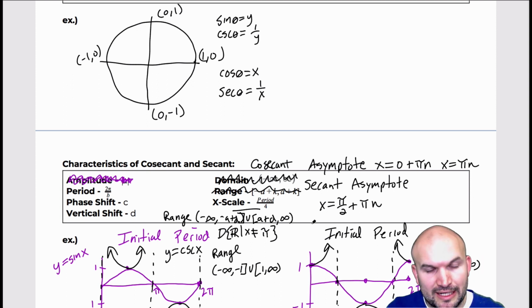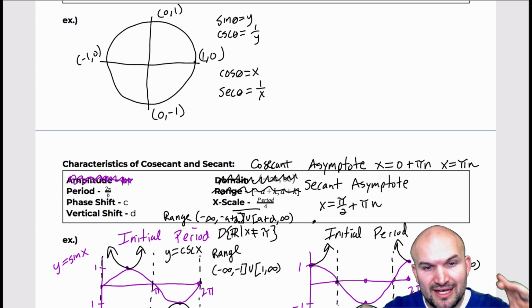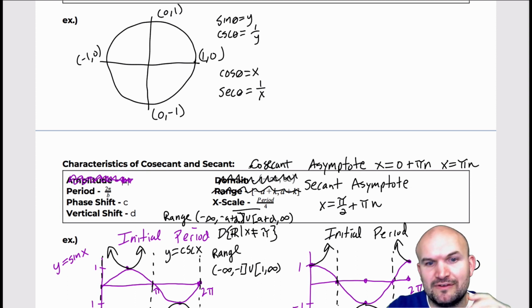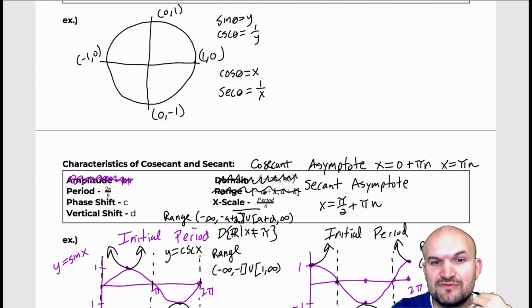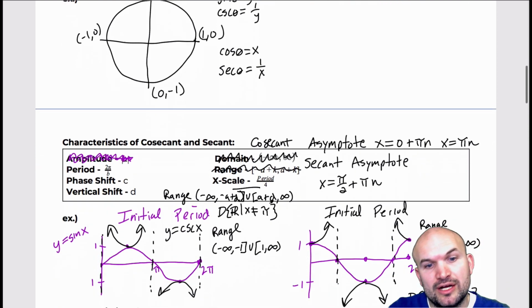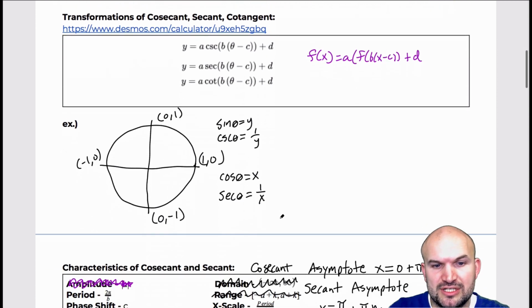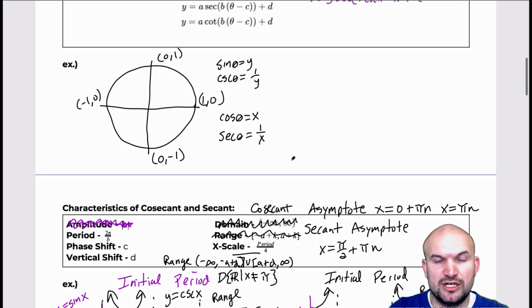Now, if that looks like too many numbers for you, don't worry. Once we get into our examples, that will make a lot more sense because we'll be able to look at the graph and see how they're related. For right now, we're just going to leave this as the mathematical definition, and then we'll expand upon it further. So that's basically everything for cosecant and secant, where it comes from, understanding these transformations, as well as understanding the asymptotes. Now I'll cover a quick introduction of the cotangent function so we can expand upon that, and then we'll get into some examples.